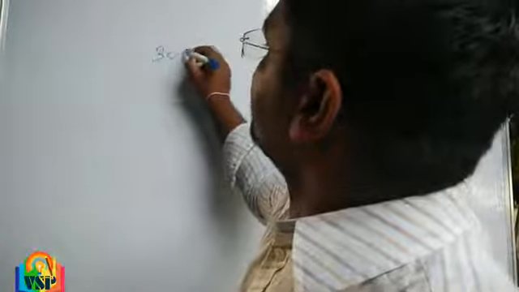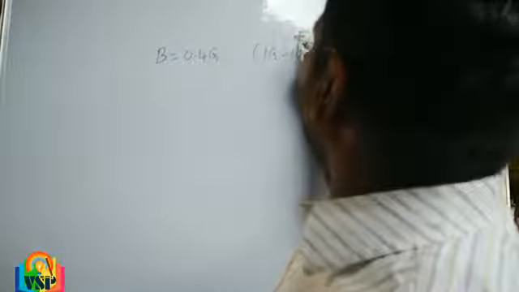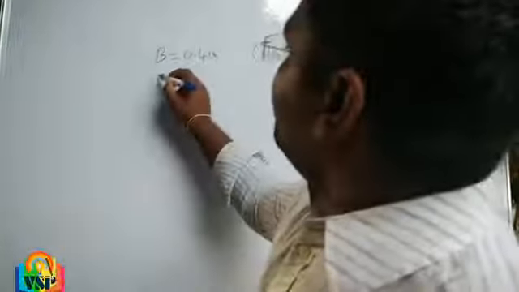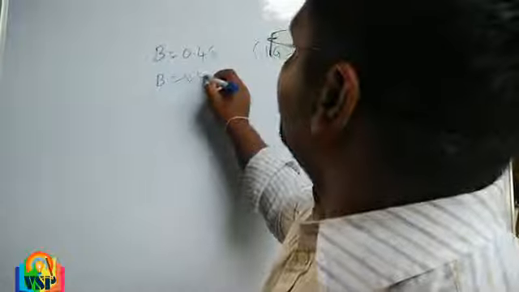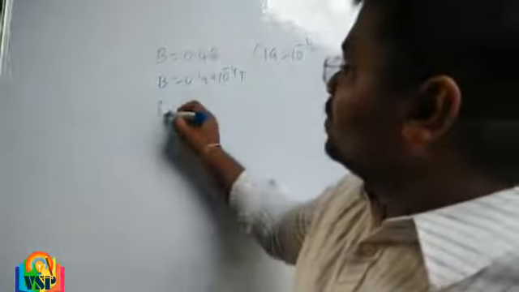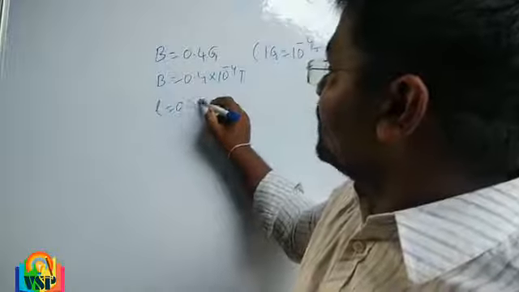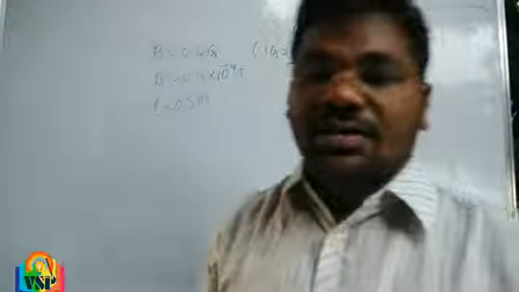In the problem they have given magnetic field B is equal to 0.4 Gauss. We know that 1 Gauss is equal to 10 power minus 4 Tesla. B is equal to 0.4 into 10 power minus 4 Tesla. Next, length is equal to 0.5 meters.